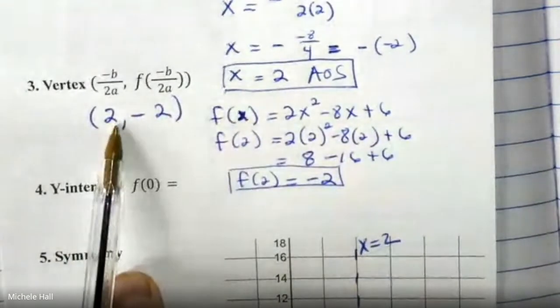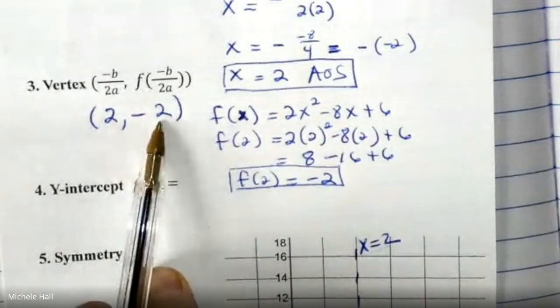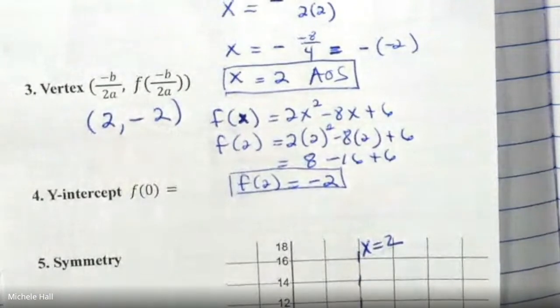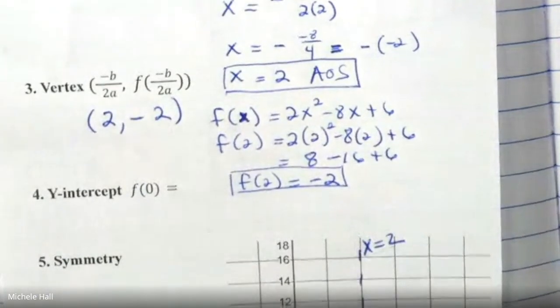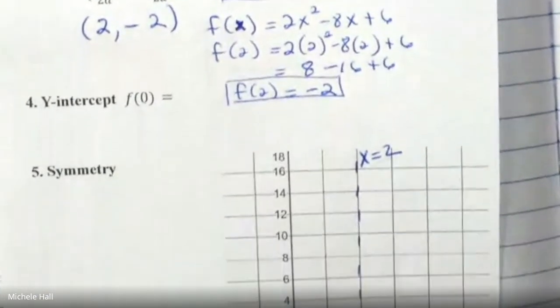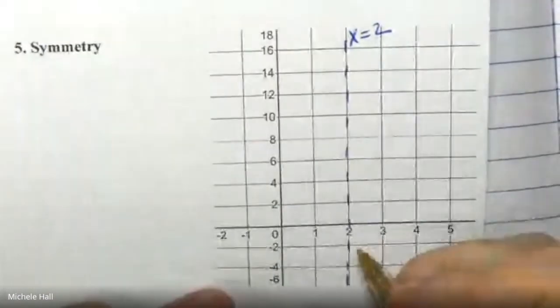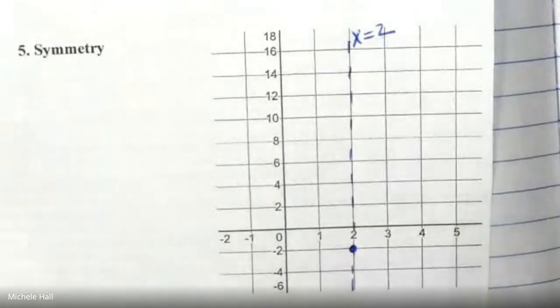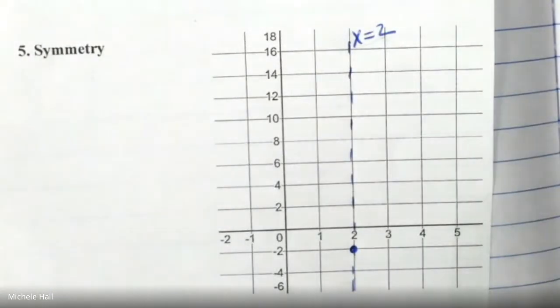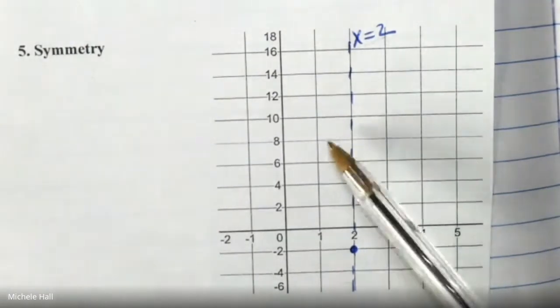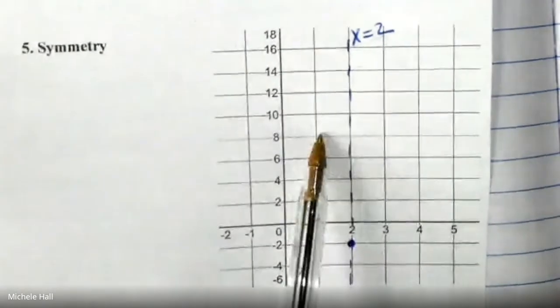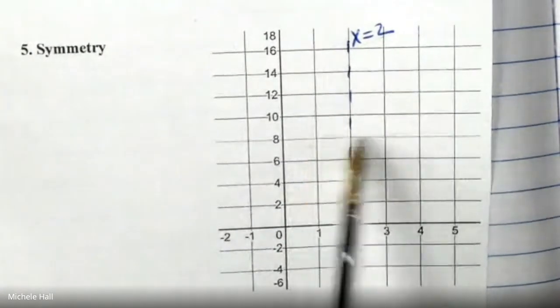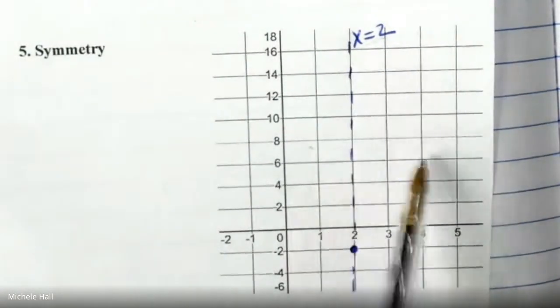I substituted in the 2. I found out that y was negative 2. So I go to 2, negative 2, and I put my vertex. 2, negative 2. There's my vertex. All I need is one more point on either side. If I know where that point is, then I know it's going to be exactly the same distance on the other side, and I can draw the U shape. So all I need is one point.